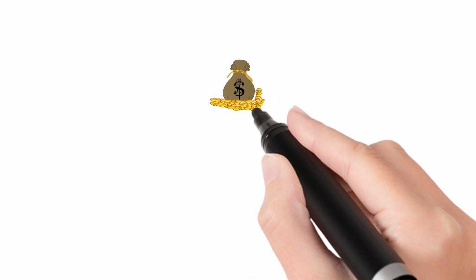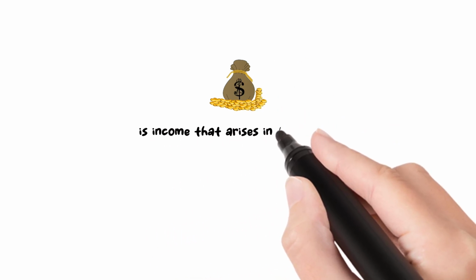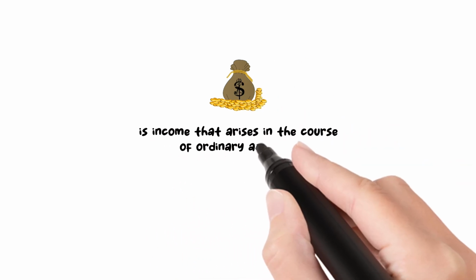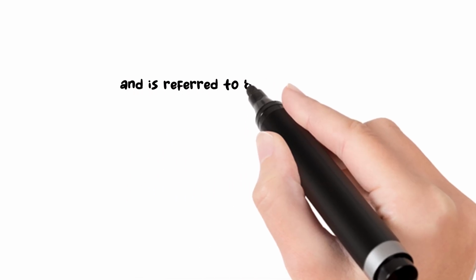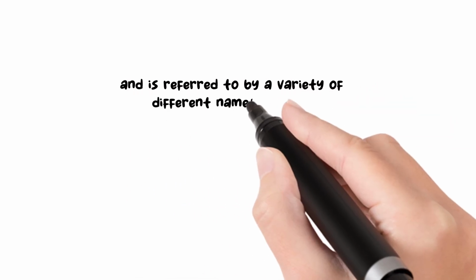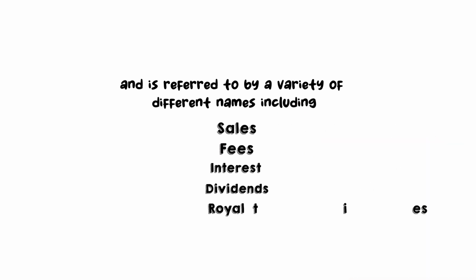Revenue is income that arises in the course of ordinary activities of an entity and is referred to by a variety of different names, including sales, fees, interest, dividends, and royalties.